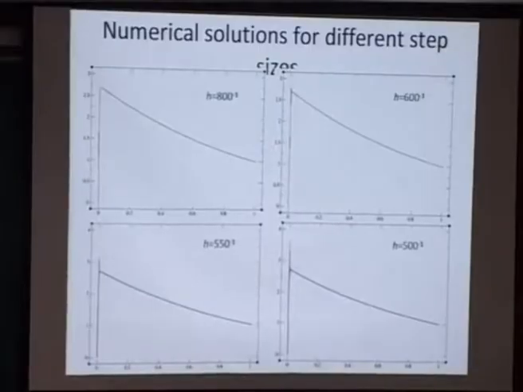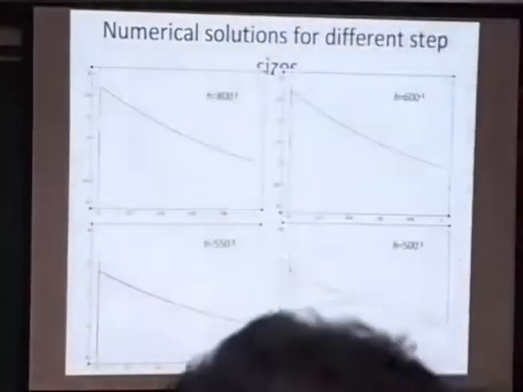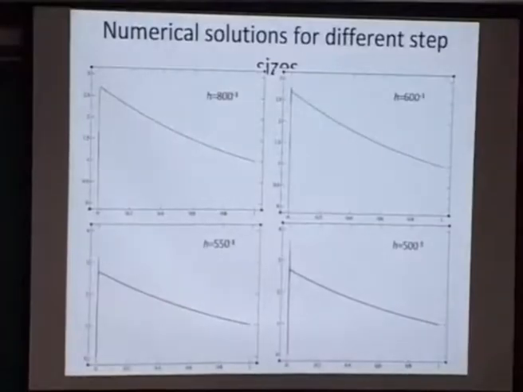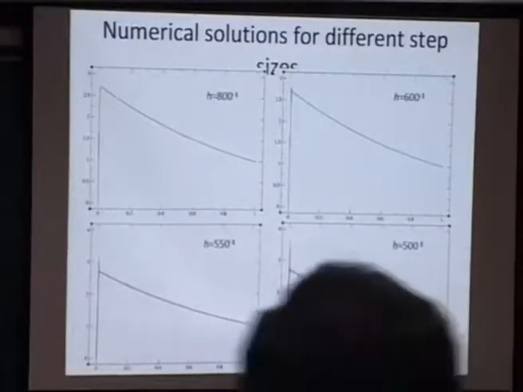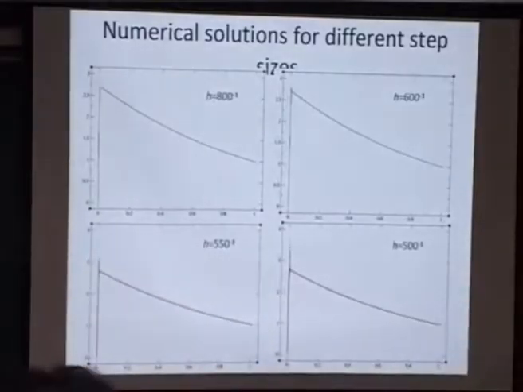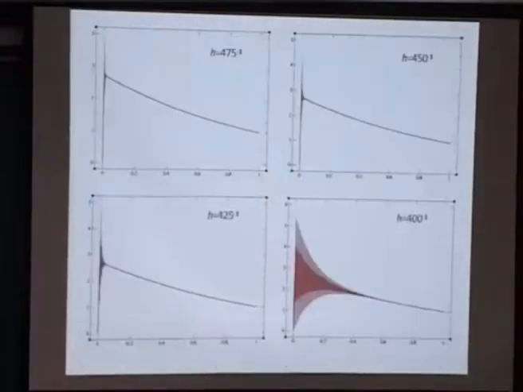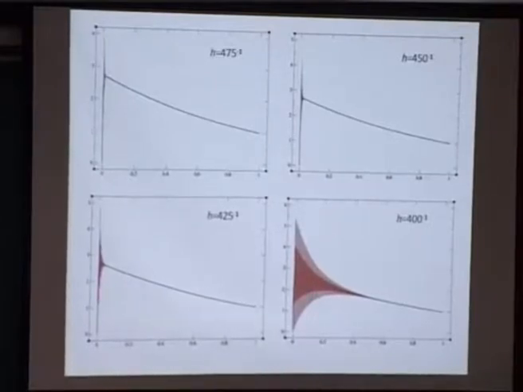The first four plots are, as you can see, for h equals 800 inverse, 600 inverse, 550 inverse, and 500 inverse. You can easily compare the numerical and exact solutions. If you look at 800 inverse, the numerical solution and the exact solution are indistinguishable from each other. Whereas at 600 inverse, you can easily see that there is a red spike deviating from the black curve. The red one is the numerical solution and the black one is the exact solution. And as you increase h more and more, you can see that the error between the numerical solution and the exact solution keeps on increasing, which is what we expect.